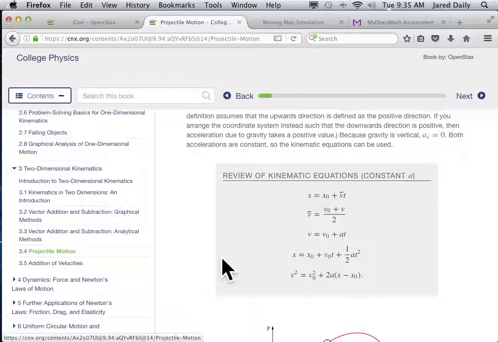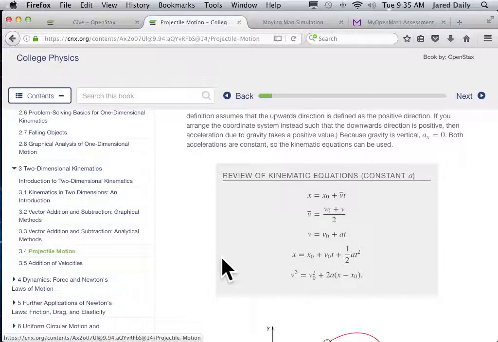Then we also have our final position in the y direction equals our initial position in the y direction plus the initial velocity in the y direction times time minus 1/2 gt squared, replacing the a with minus g. So we replace a with minus g. And then we have the final equation, vy final squared equals vy initial squared, and instead of plus 2a, we have minus 2g times y final minus y initial.